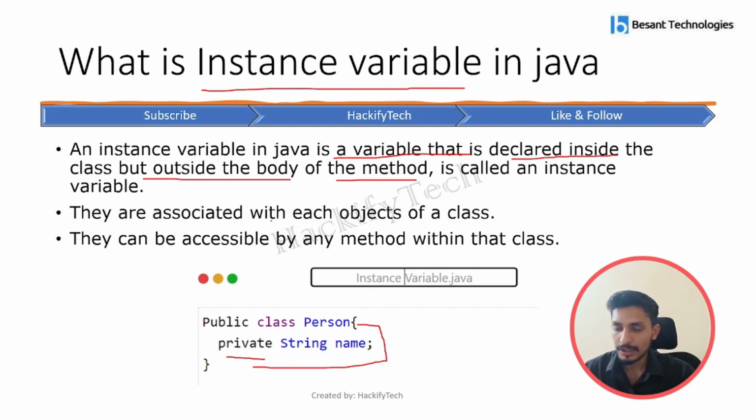They are associated with each object of a class. Whenever you create an object of a class, at that time they are associated. They can be accessed by any method within the class. Suppose you have a method here, this variable can be accessed within it. Only within this class, not from other classes. Here also the p is small. Okay, clear?